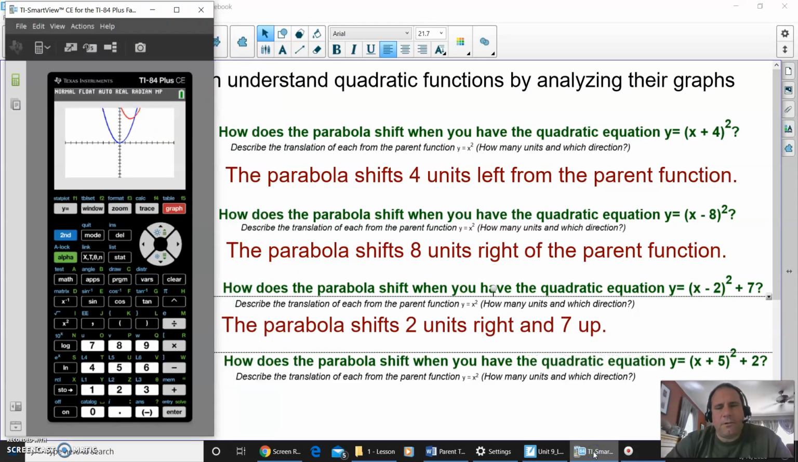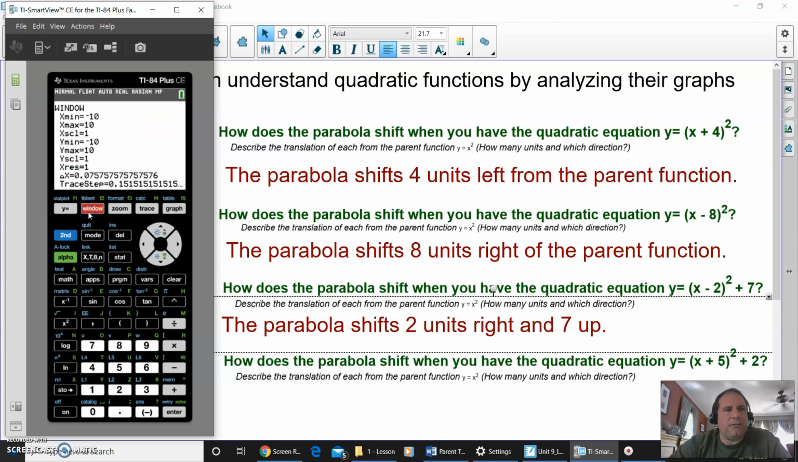Okay, so what I wanted to show you really quick about this one, you see how this red parabola is kind of off the screen? Well, all you have to do is press window. So press window on your calculator now. You see this x min and x max? That is the horizontal axis. And I am not going to mess with that. It goes to negative 10 and 10. That's what the calculator is showing.